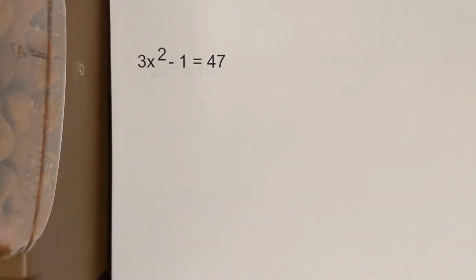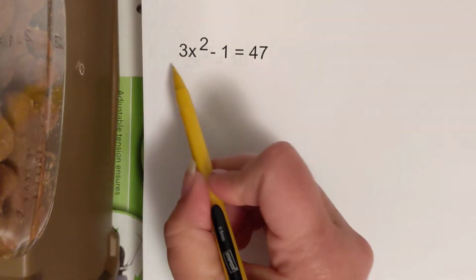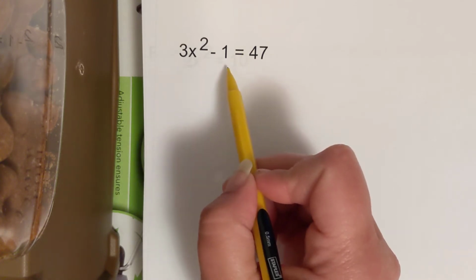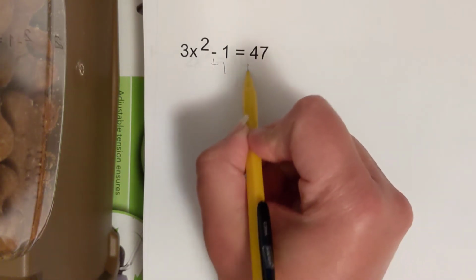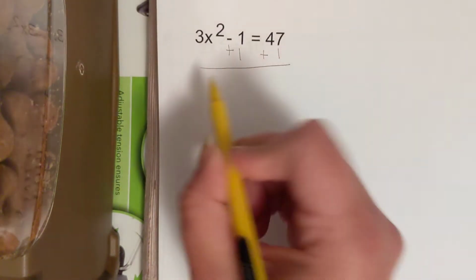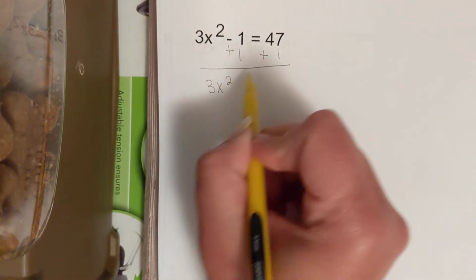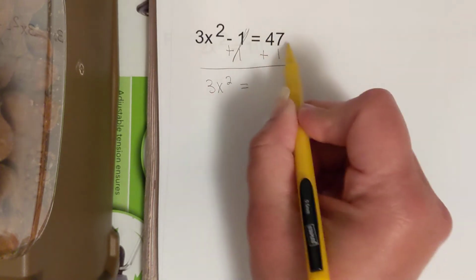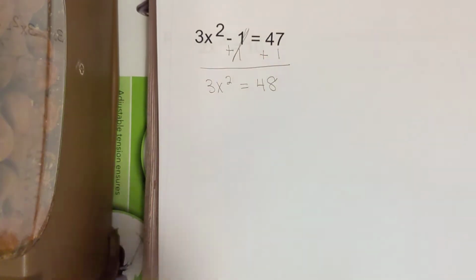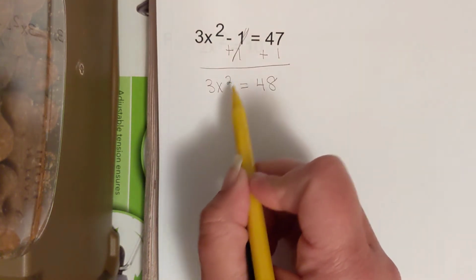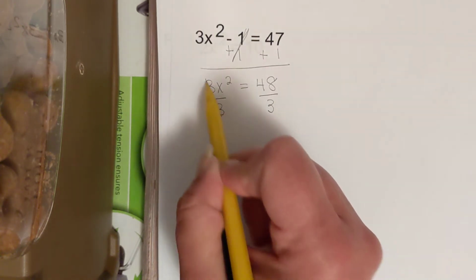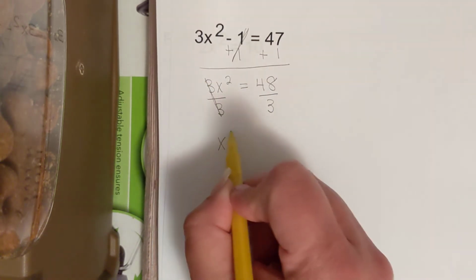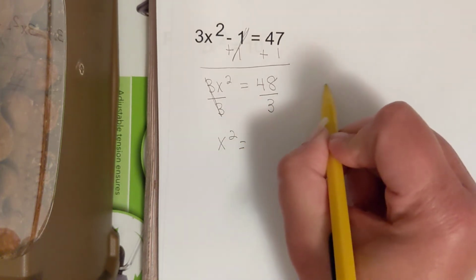Here's another example. Again, equations with exponents. When we look at this example, again, we need to get the x term isolated. I was subtracting 1 from that x term, so that means I need to add 1 to get rid of it. So add 1 to both sides, and I'm going to get 3x squared equals 47 plus 1 is 48. So to get the x part by itself now, let's divide by 3. My 3's cancel out and I get x squared equals 48 divided by 3.